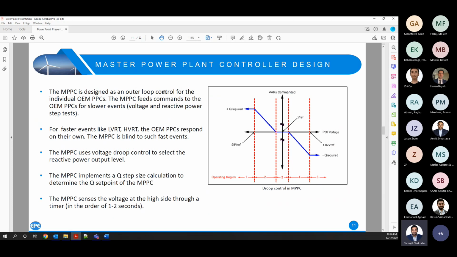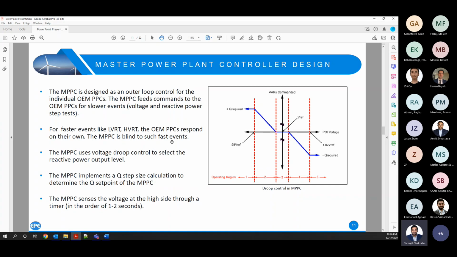So it had a complex outer loop control that sends the command to the respective OEMs, which were all working in a slave mode. There is a group control logic, shown in this diagram, where the master power plant controllers feed the commands to the respective PPCs for slower events. And for faster events, it's basically blind. So now the question is, why is it blind?